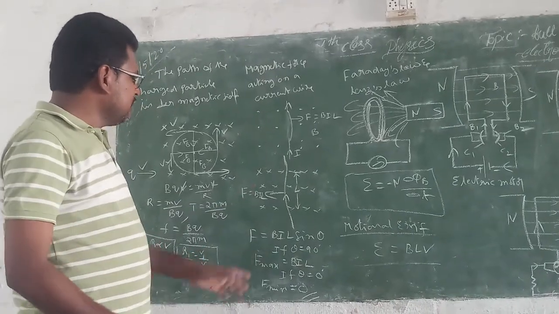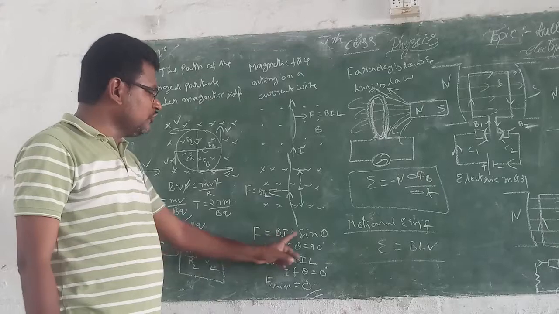Okay, the general expression for the magnetic force acting on a current carrying wire is F equals BIL sin theta.